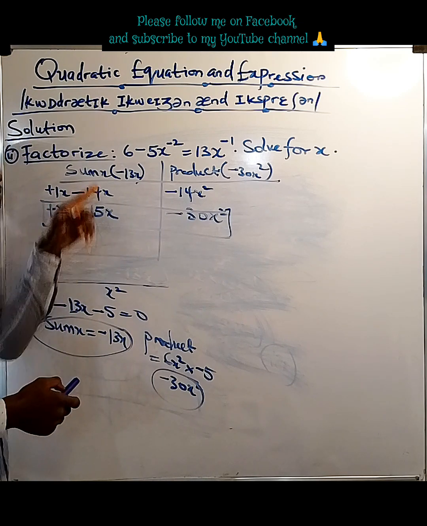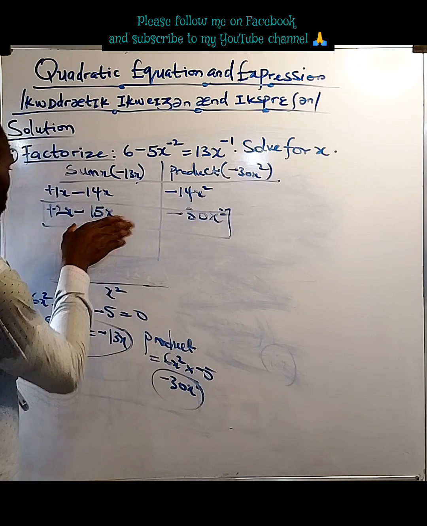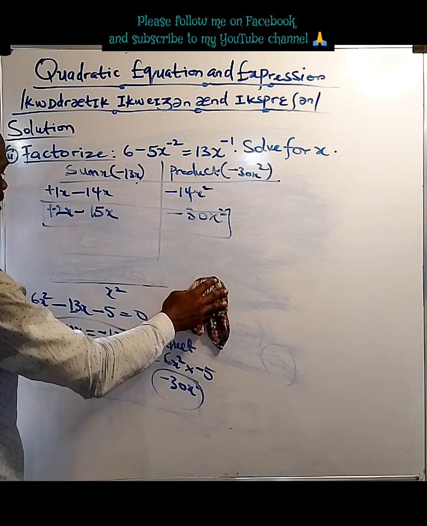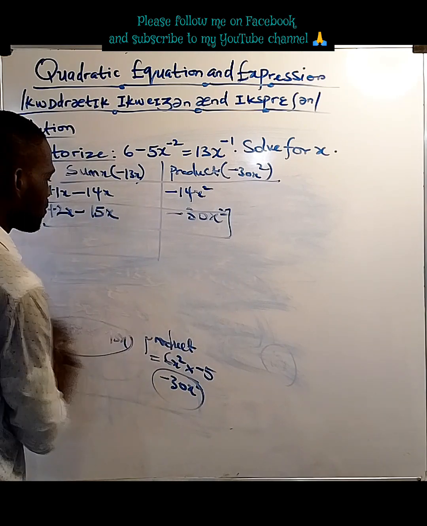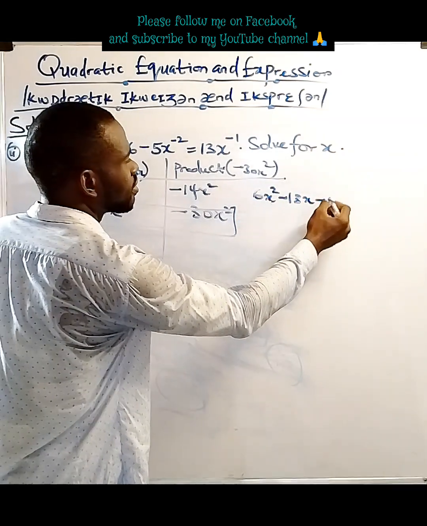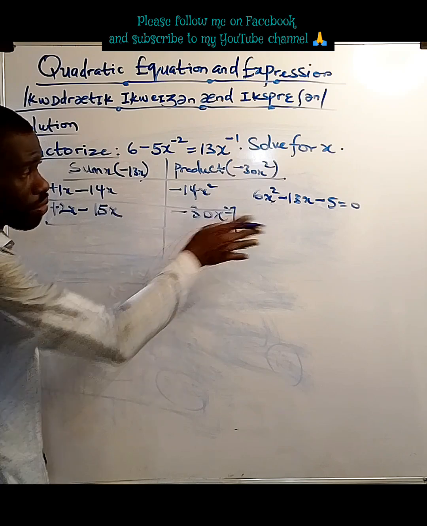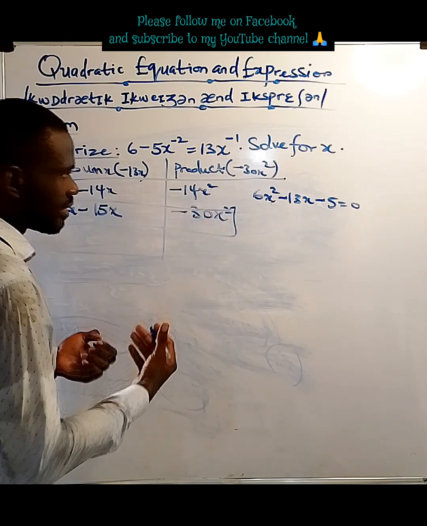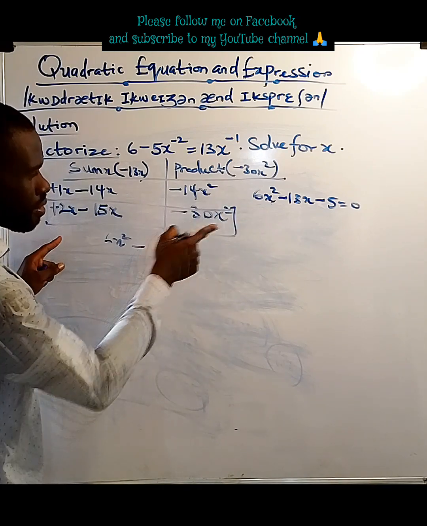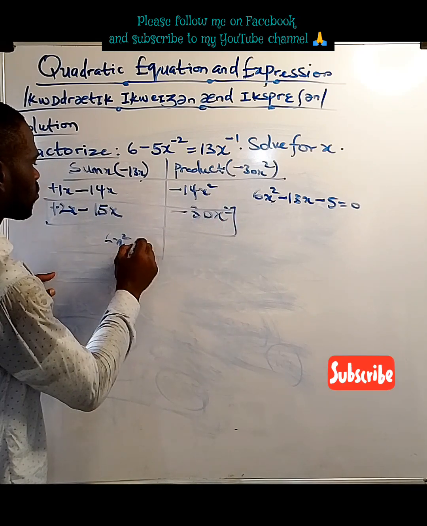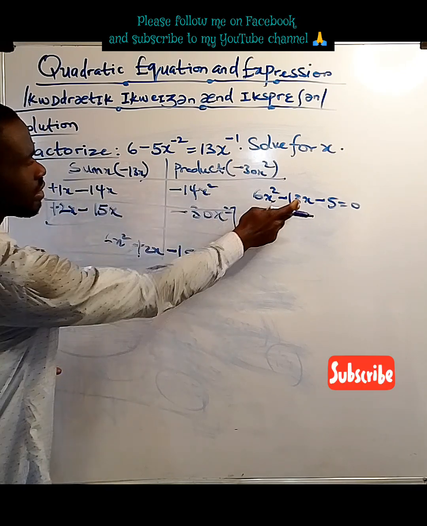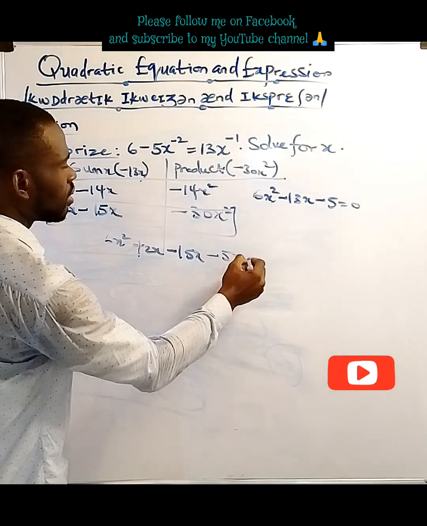Plus 2, minus 15, minus 13. By the time we multiply them together, we're going to be using these factors. Don't forget, we have 6x squared minus 13x minus 5. That's what we're working on. So now let's bring them together. The 6x squared, then minus 30x. I'll write plus 2x minus 15x. This will combine together to give us minus 13x. Then minus 5 equals 0.